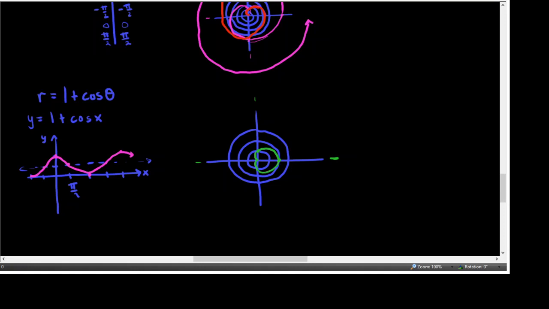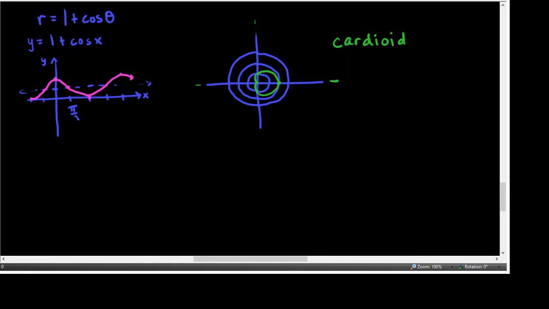And anybody want to guess the name of this one? If I'd done a better job, you might have seen that that's kind of a heart-shaped thing. Think about cardiac arrest. This name will probably make more sense to you now. This is called a cardioid. Kind of a heart-shaped thing. Okay. And let's see what's next.